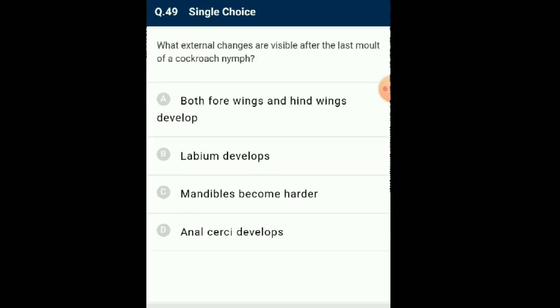Question number 49. External changes are visible after the last molt of the cockroach nymph. The fertilized eggs of cockroaches are encased in a capsule called an ootheca, which is a dark reddish to blackish brown capsule about 8 millimeters long. So the answer for this question is option A. Both forewings and hindwings develop. That is, the external changes are visible after the last molt of the cockroach nymph.